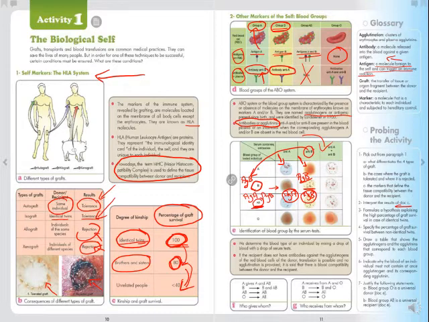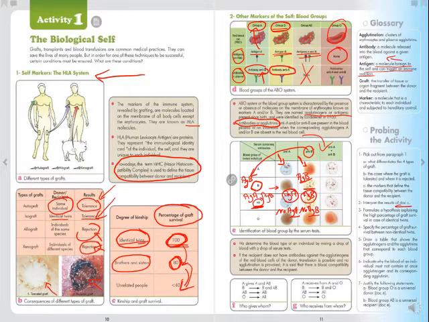Anti-A, there is no agglutination here, so there is no antigen A. Anti-B, there is no agglutination, so there is no antigen B. So no antigen A, no antigen B. Which blood group is this? It's blood group O.